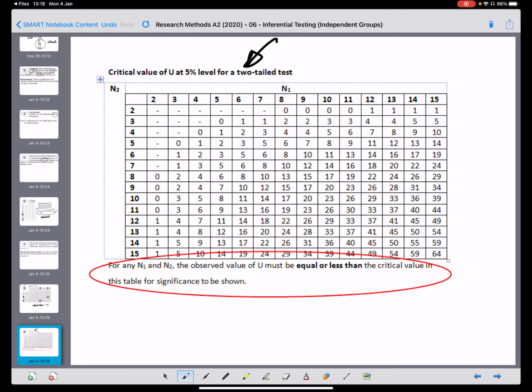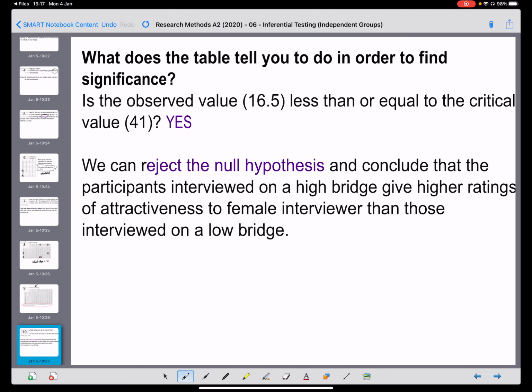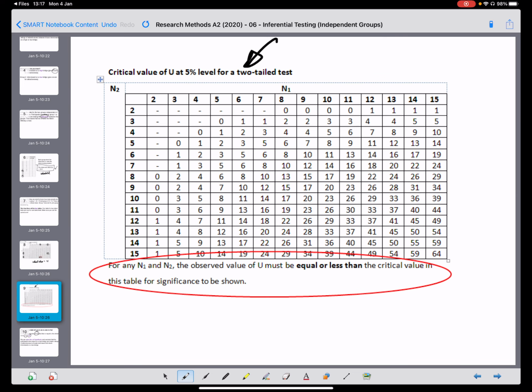And we see that the next thing we have to look at, it says for any n1 and n2, or in other words, for any groups that we have, the observed value must be equal to or less than the critical value. So what we then can just write that particular statement down. So the observed value was 16.5. Is it less than or equal to the critical value of 41? Well, 16.5 is actually less than the critical value. So we have a yes there. So in other words, it has met the criteria for the test. So therefore we say it's significant.